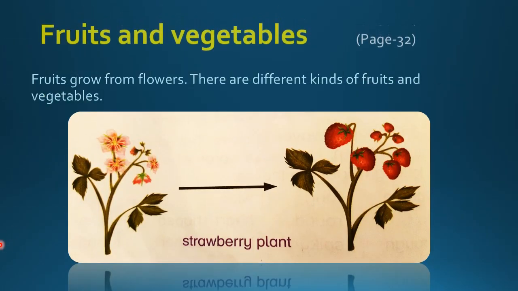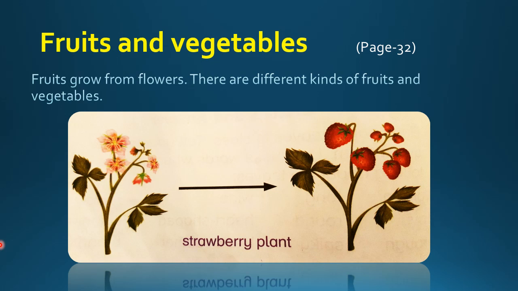Fruits and vegetables. Dear students, in our daily life, we eat different vegetables and fruits. If I ask you to name some of the fruits, I'm sure that you can tell me the names of different fruits like apple, mango, banana, pineapple, strawberries, watermelon, peach, and so many other fruits.